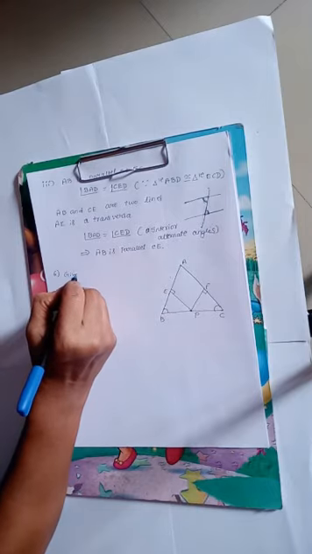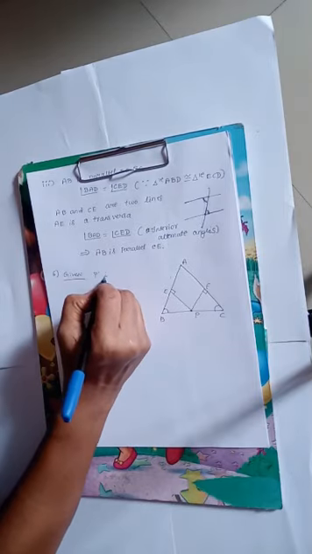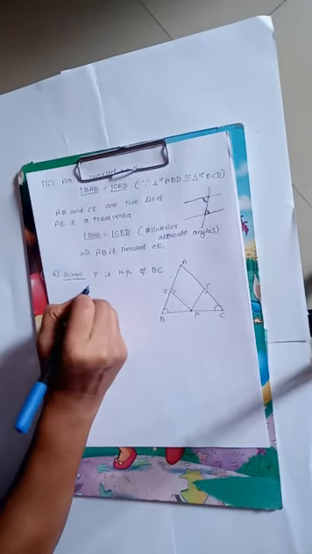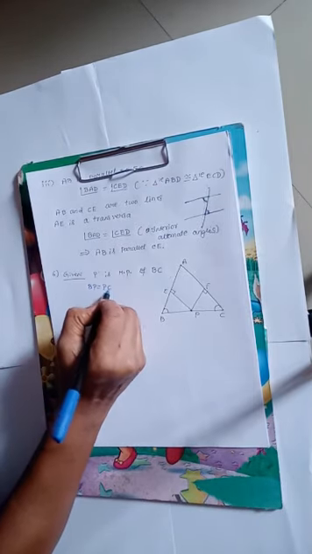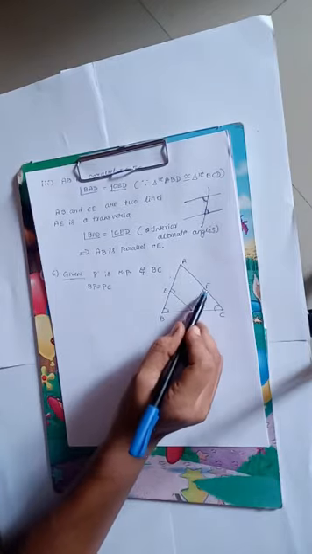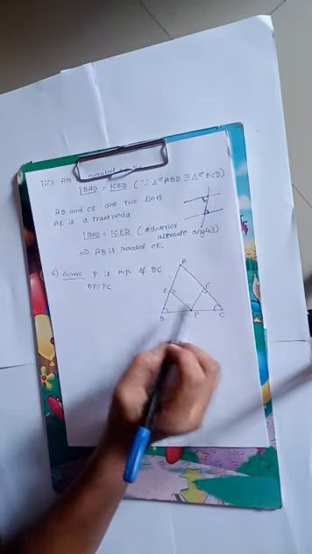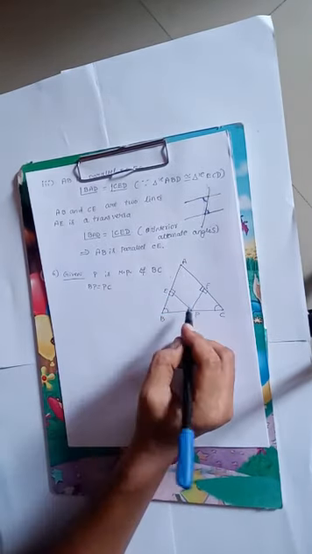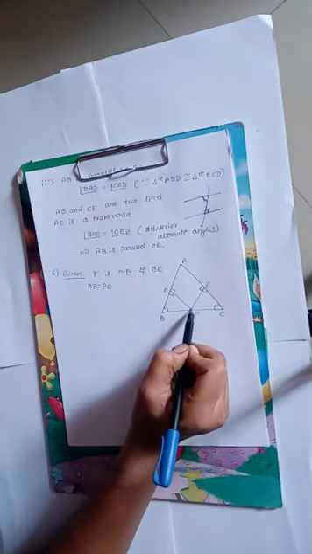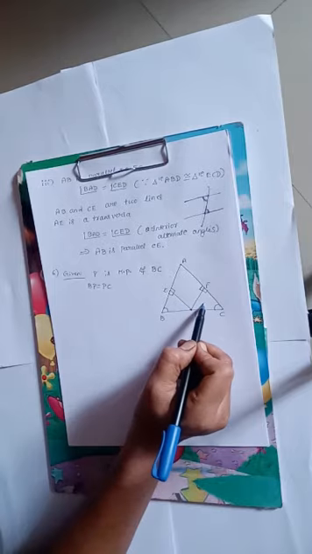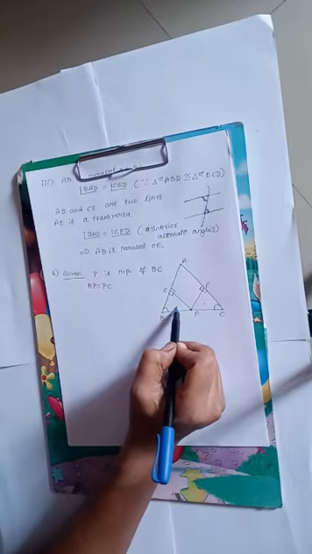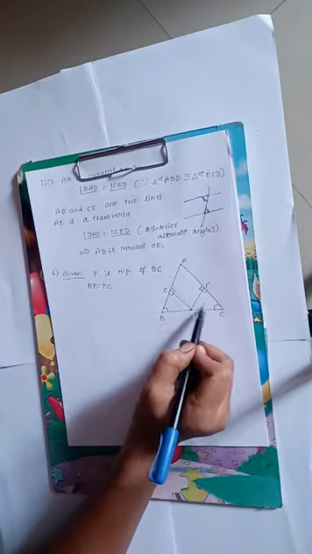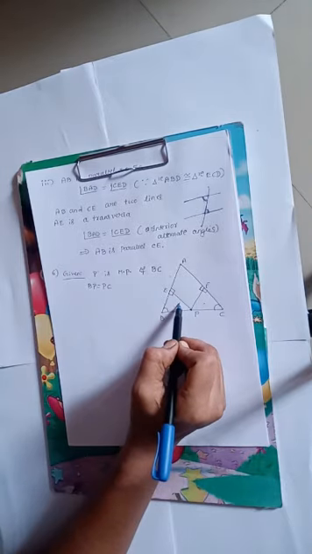Now write out whatever the given data is. P is the midpoint of BC. From this you can tell that BP is equal to PC. And again it is given that these two lines are perpendicular to AB and AC, which means the angle formed is equal to 90 degrees. Now what you need to prove is PE is equal to PF. Let's take the two triangles and prove that they are congruent. If you prove these two triangles are congruent, then the corresponding parts PE and PF also become equal.